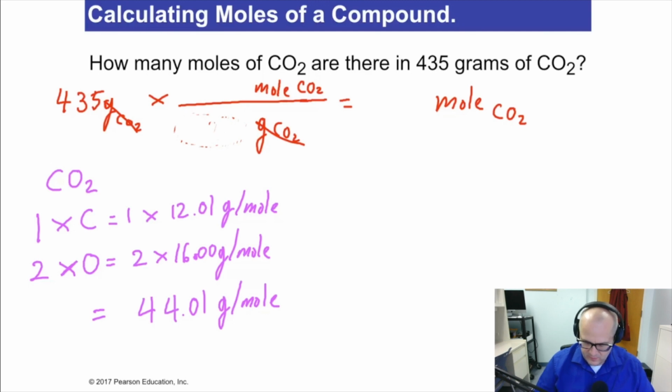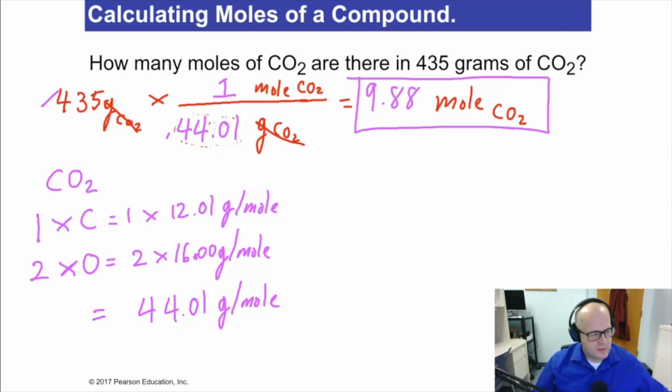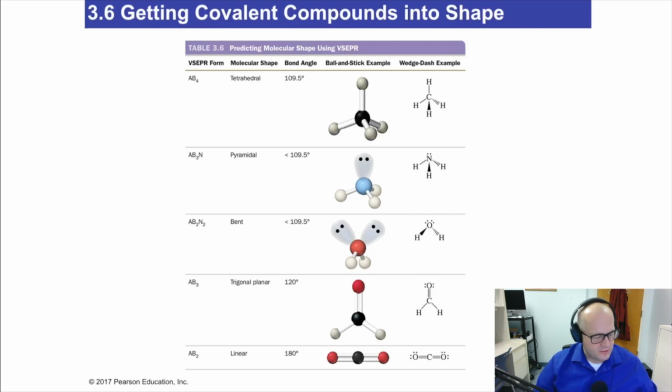So now, 44.01 and the number 1, 435. Divide it by 44.01 equals 9.88 moles of CO2. So that's how you'd calculate moles from grams if you had a molecule. All right, so there we go. We'll leave it there. That's a pretty intense little section. A lot of math there.